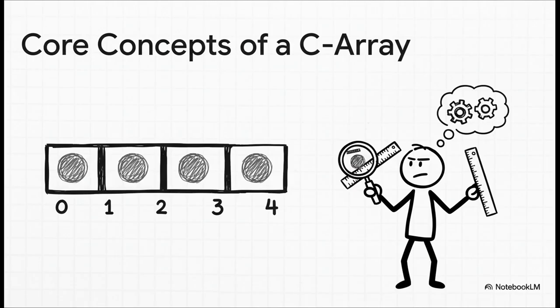But here's the real kicker. The C array is kind of dumb. It doesn't do anything for you. The programmer, that's you, is responsible for literally everything. You have to remember how big it is, and you have to make sure you don't accidentally try to look for an element that isn't even there.